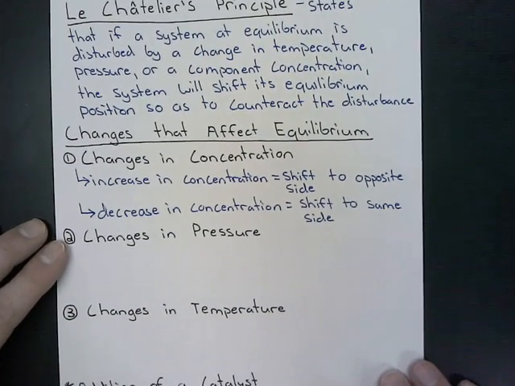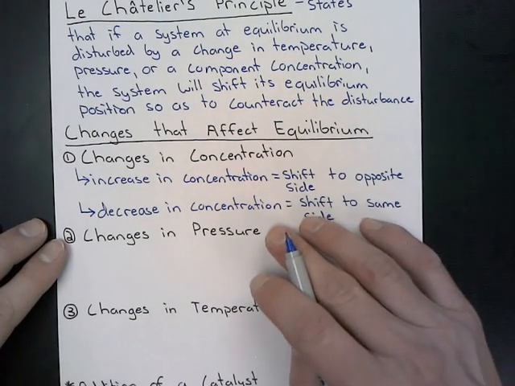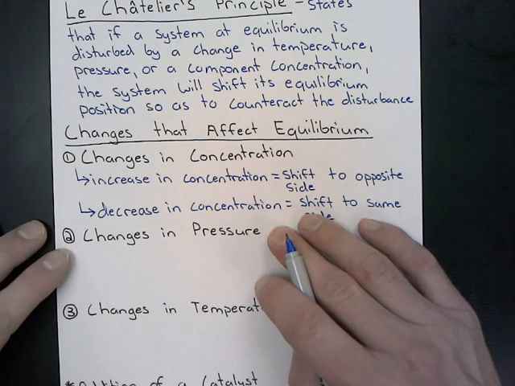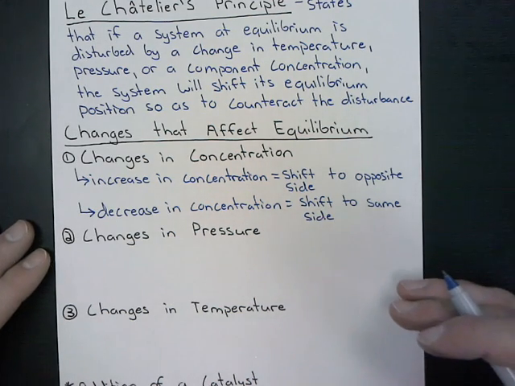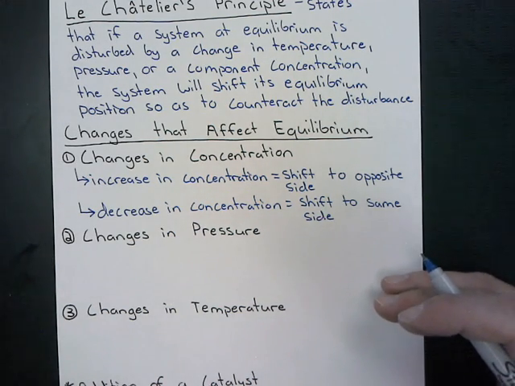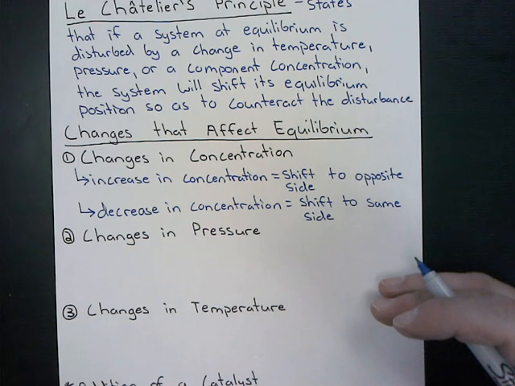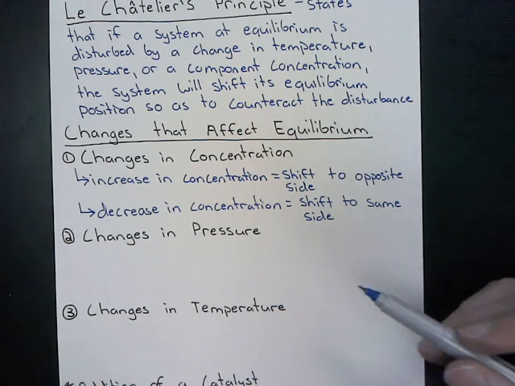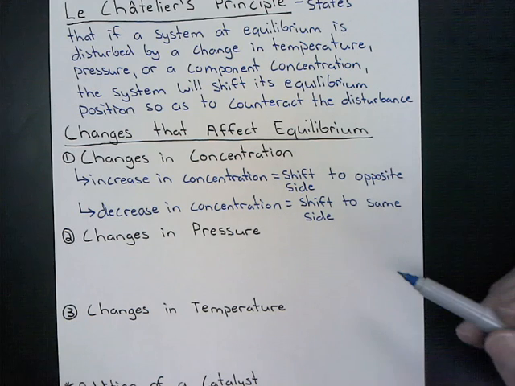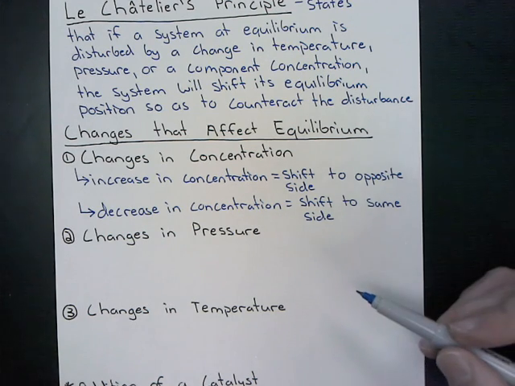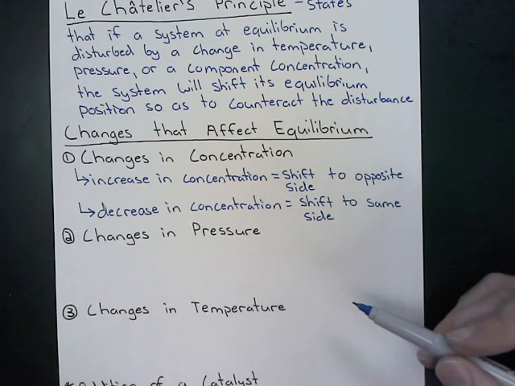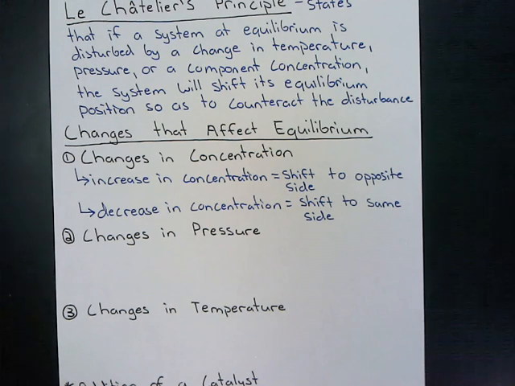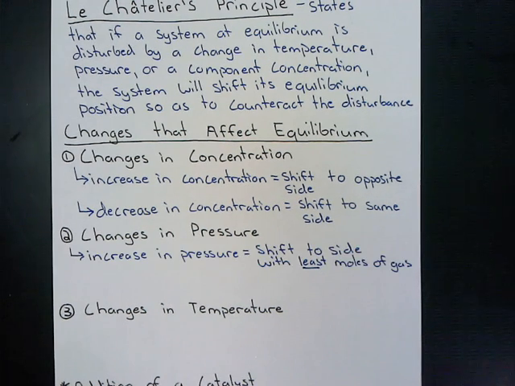Now, a lot of our equilibrium systems have occurred with the unit of atmospheres, or the unit of pressure. So if there is an increase in pressure, the equilibrium is going to shift toward the side with the least number of moles of gas. So let me pause and write that down. All right, so there is that increase in pressure.